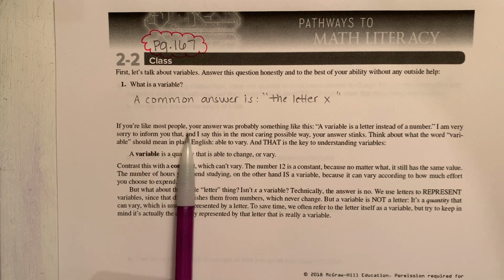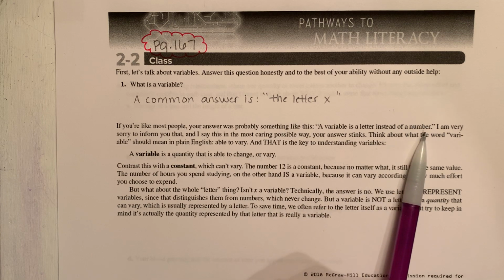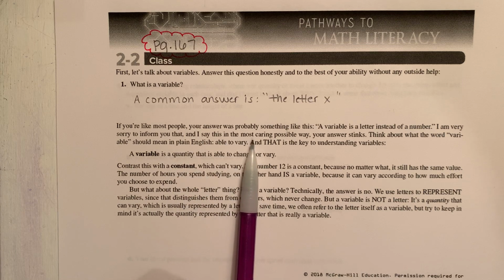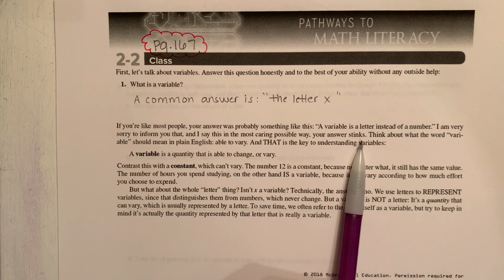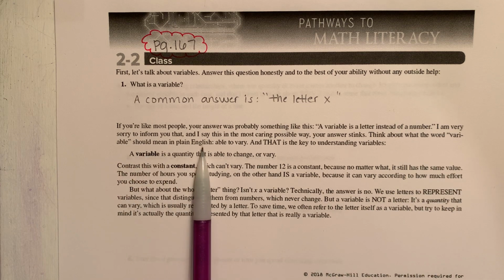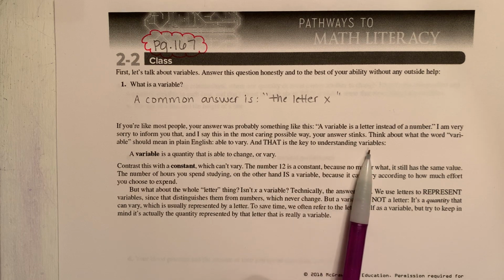If you're like most people, your answer was probably something like this. A variable is a letter instead of a number. I am very sorry to inform you that, and I say this in the most caring possible way, your answer stinks. Think about that. Think about what the word variable should mean in plain English. Able to vary. And that is the key to understanding variables.